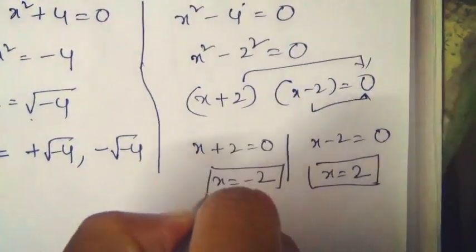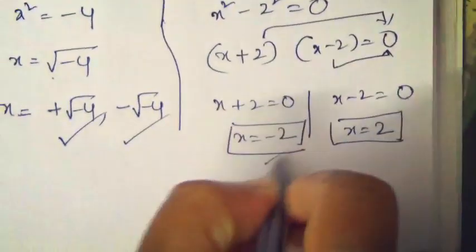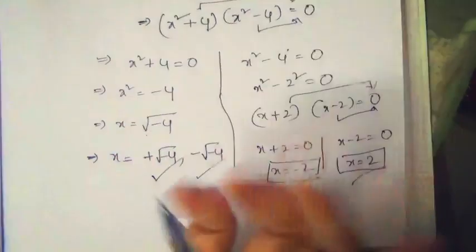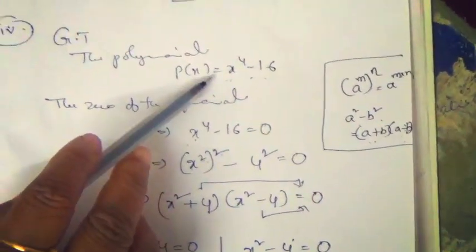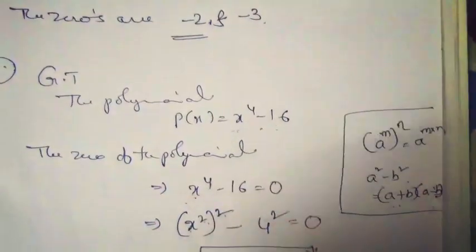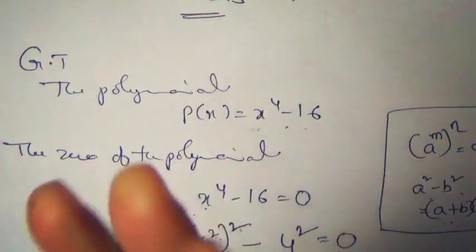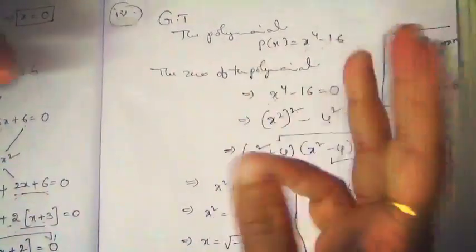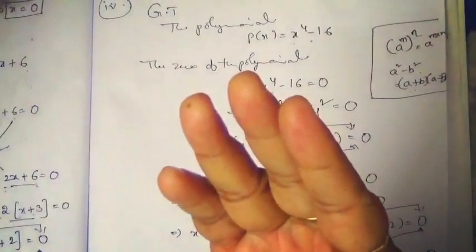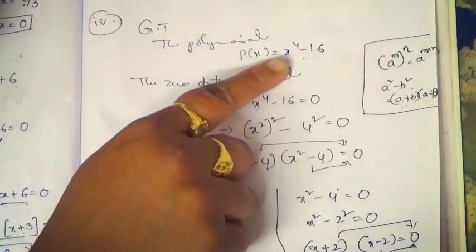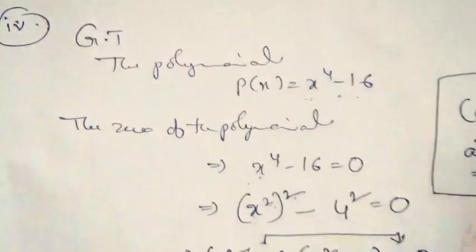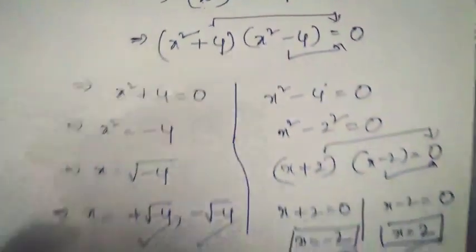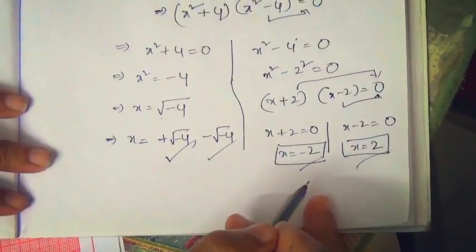How many zeros will you get here? 2 zeros. So 1, 2, 3, 4. 4 zeros. Why did we get 4 zeros for this given polynomial? Because it is a 4th degree polynomial. For the linear polynomial, the highest degree is 1, then you will get only one value. For the quadratic polynomial, you will get 2 values, because it has highest power 2. For the cubic polynomial, you will get 3 values, because the highest power is 3. Here it is a 4th degree polynomial, hence you will get 4 values. These are the 4 zeros of the given polynomial.